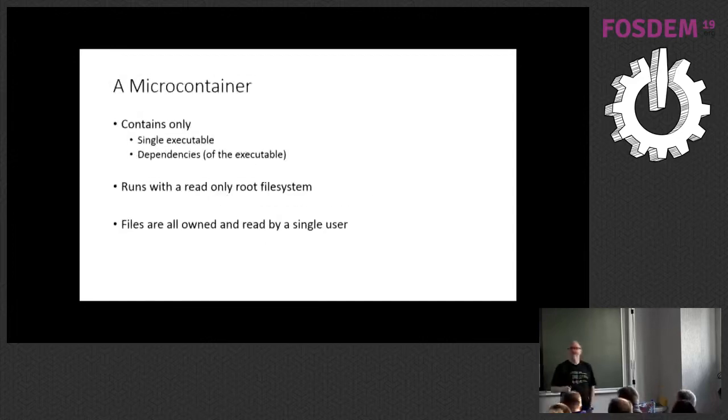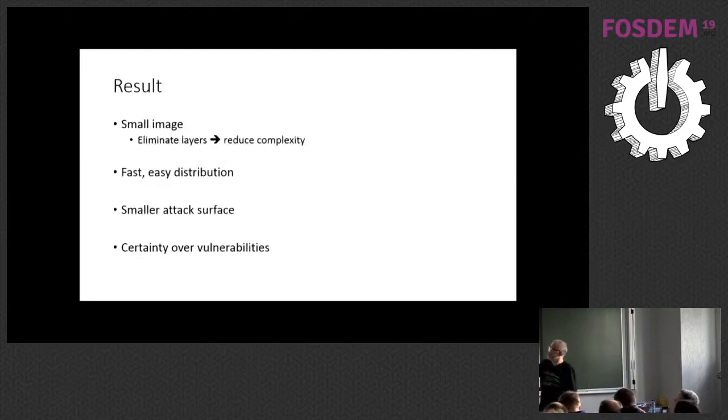A microcontainer contains only a single executable. It's only the thing that you need to run and the dependencies of that executable. It runs with a read-only root file system, and the files are all owned and read by a single user. The result is we eliminate the layers, so we reduce the complexity of the image. It's fast and easy to distribute because it's small. We've got a smaller attack surface because we've only got the essentials that we need in that image, and we have certainty over our vulnerabilities.